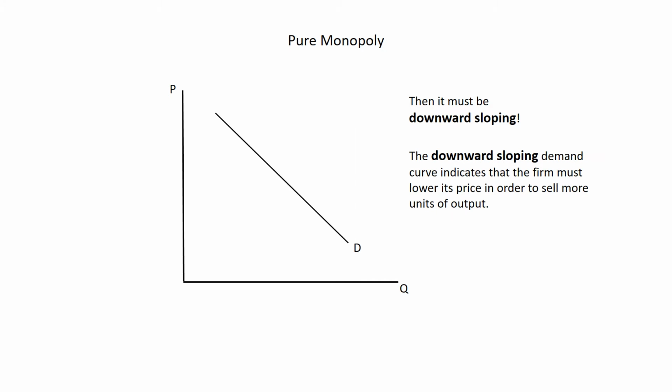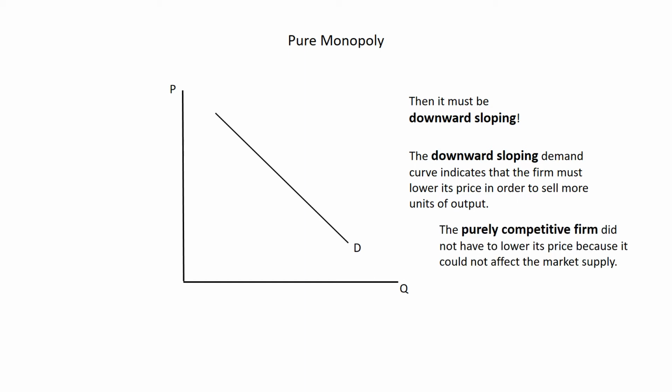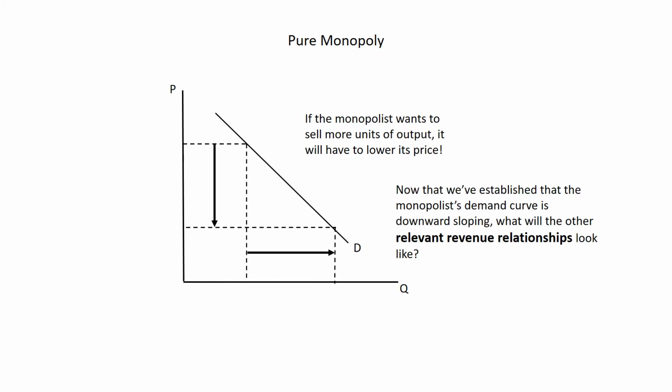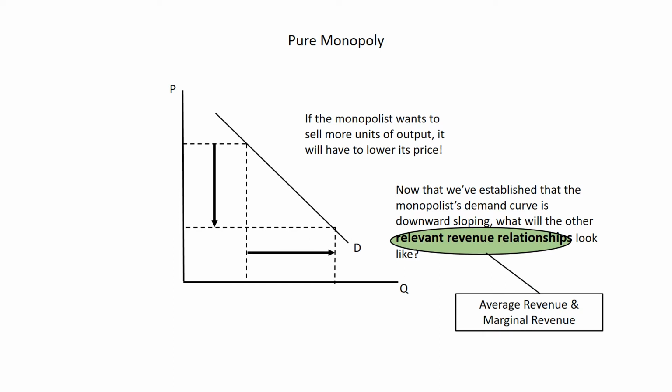The downward sloping demand curve indicates that the firm must lower its price in order to sell more units of output. If you'll recall, the purely competitive firm did not have to lower its price to sell more units of output. It was such an insignificant part of the total market that it could not affect market supply, and, therefore, the market price. But when a firm is the only seller in the market, its output is the market supply. Because the monopolist produces the entire industry supply, if it wants to sell more units of output, it must reduce its price. So, now that we know that the monopolist's demand curve is downward sloping, we can derive the rest of the revenue relationships. They would be average revenue and marginal revenue.